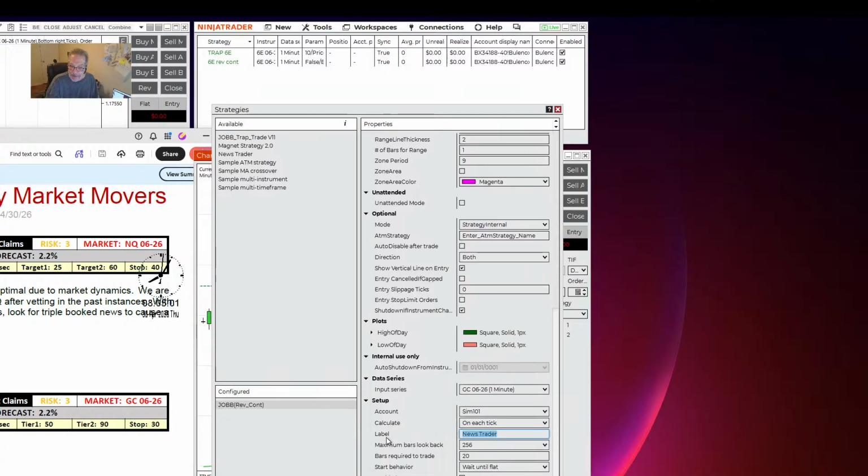I'm going to label it GC reverse continue. All right.